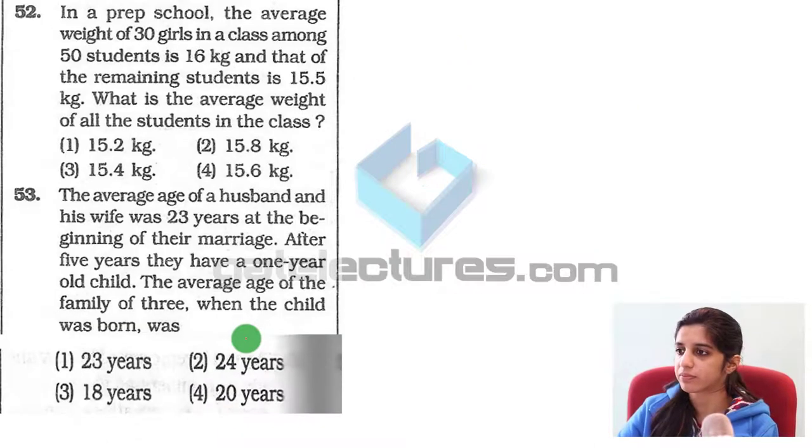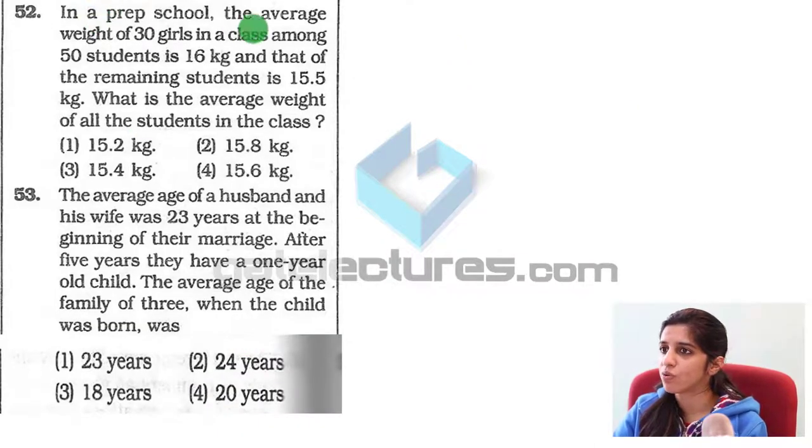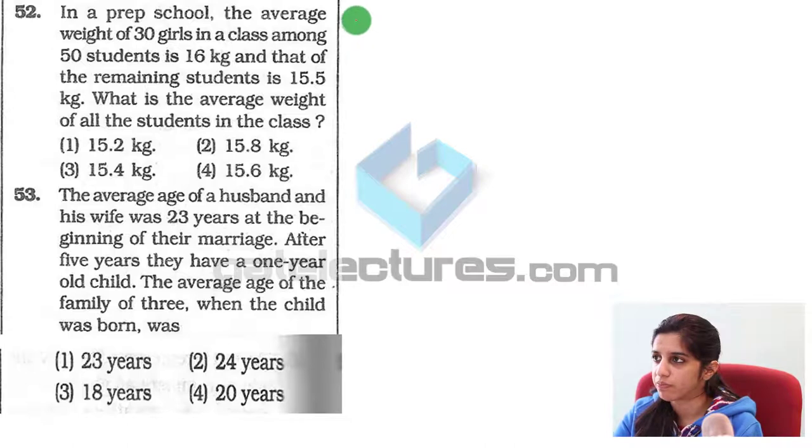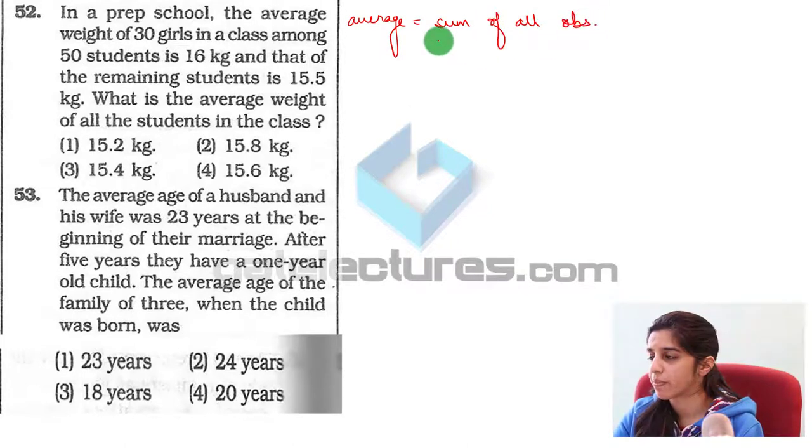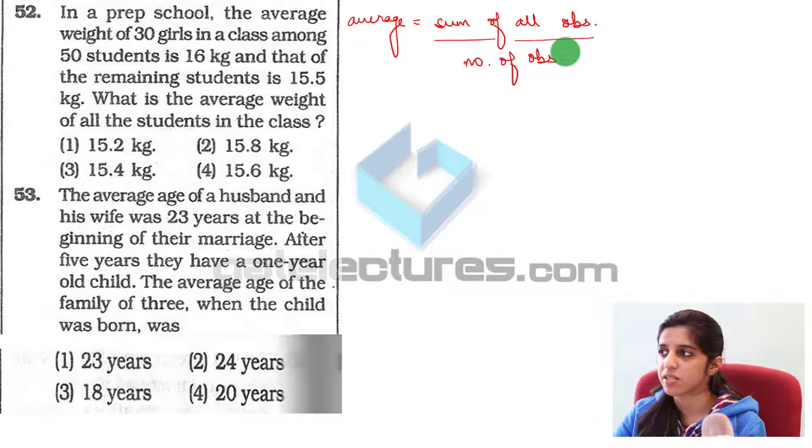Okay. Now, in a prep school, average weight of 30 girls in a class among 50 students is 16 kg and that of the remaining students 15.5. What is the average weight of all the students in the class? See, whenever you are given, firstly, what is average? Average is sum of all observations upon number of observations. Definition of average is sum of all observations upon number of observations.